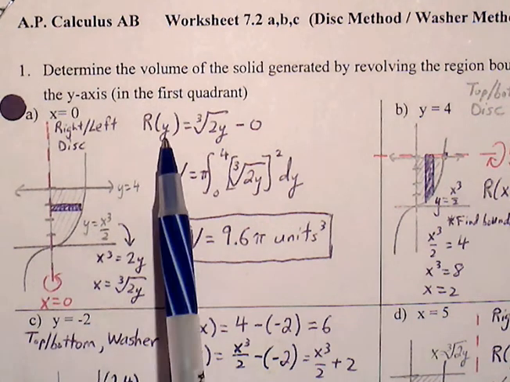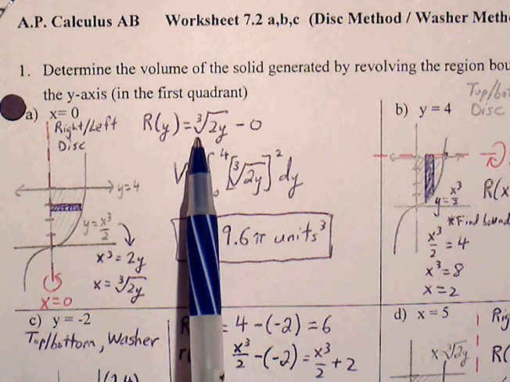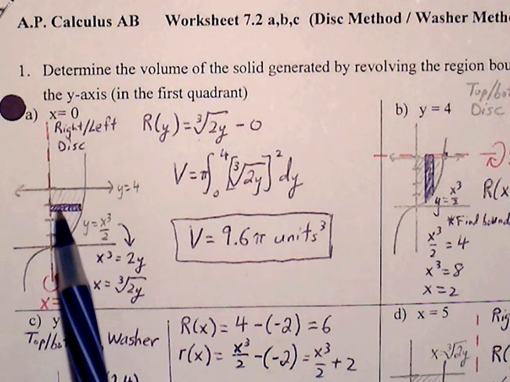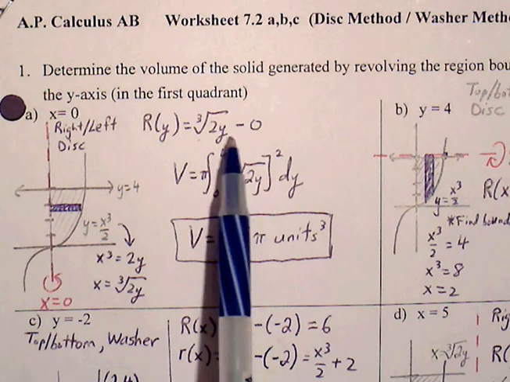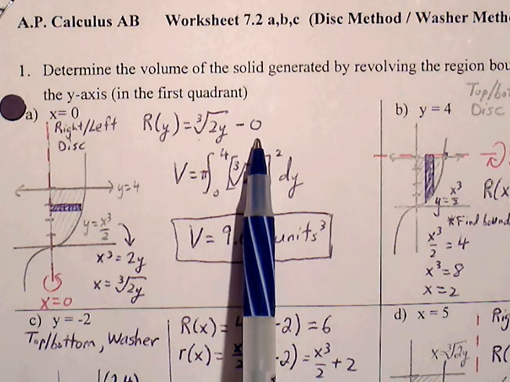So big radius is simply going to be the right curve, which is the cube root of 2y, minus the left curve. The graph of this left endpoint will be at x equals 0. So we simply get cube root of 2y minus 0, so that represents big R, the big radius.